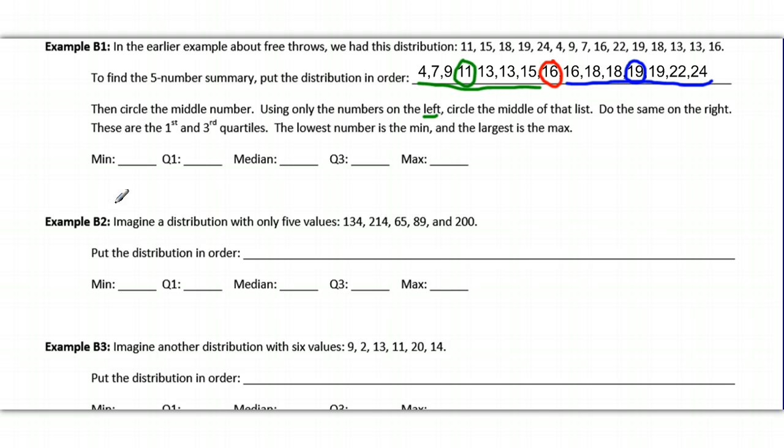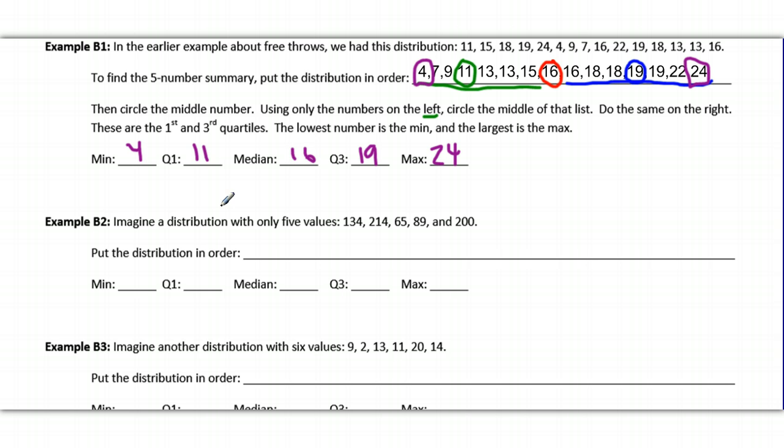Finally, we're going to find the lowest and highest numbers, the min and the max. And the lowest is 4 and the highest is 24 in this case. So to write in all of our values now, our minimum is 4, our max is 24. Our first quartile is 11, and our third is 19, and our median, the number in the middle, is 16.